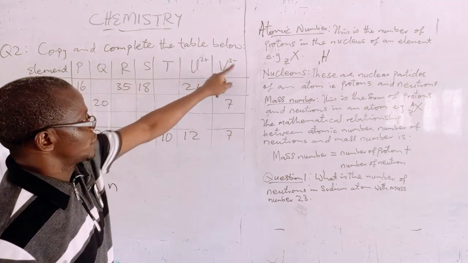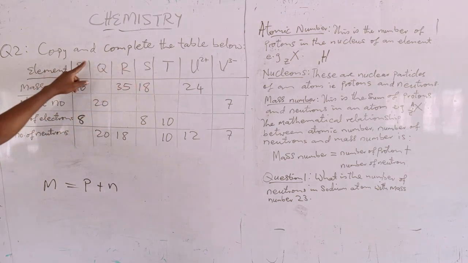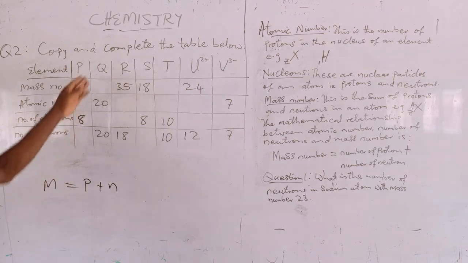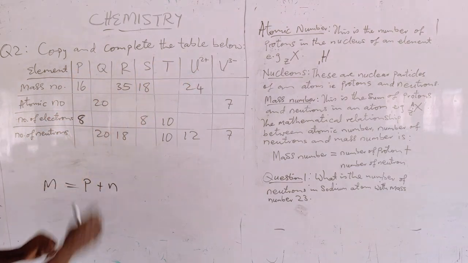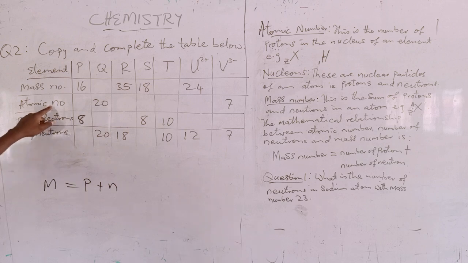These two have charges. But these other ones do not have charges, no plus, no minus. So if you meet any element that does not have any plus or any minus, that means the number of electrons is equal to the atomic number. Whether they are using atomic number or the number of protons, they mean the same thing.